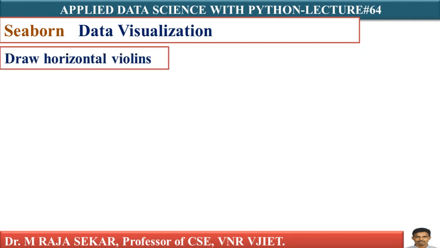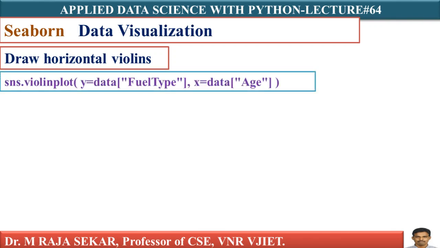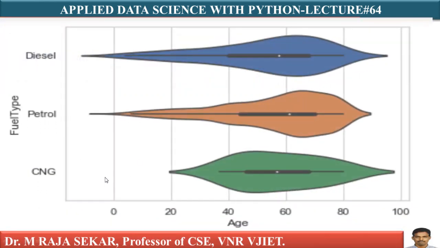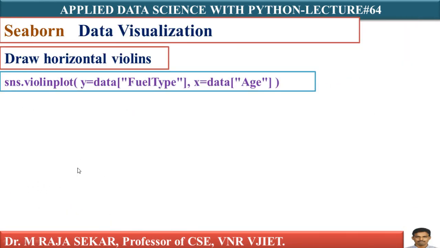Instead of vertical violin plots, you can even construct horizontal violin plots. It is simple. How will it be? Just say y equal to, meaning you are taking your categorical variable on the y-axis. In previous cases, you were taking the categorical variable here, fuel type. Data is my data frame name. Fuel type is a categorical variable. There are three categories: diesel, CNG, and petrol. And age is a numerical variable. I am taking the numerical variable on the x-axis and the categorical variable on the y-axis.